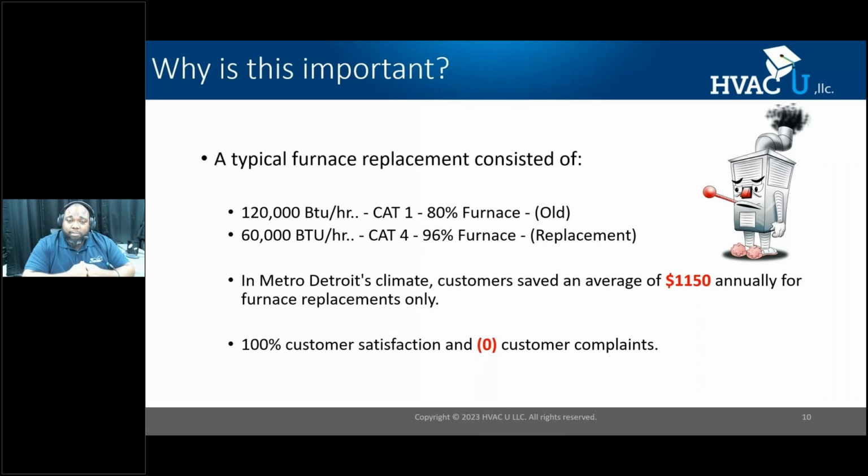And when we crunched the numbers, we would look at the client's utility bills and then compare them a year later. So we would get a year's worth of utility bills on the front end, and then after that year, we would get another year's worth, and we compared them. On average, those customers were saving about $1,150 per year.